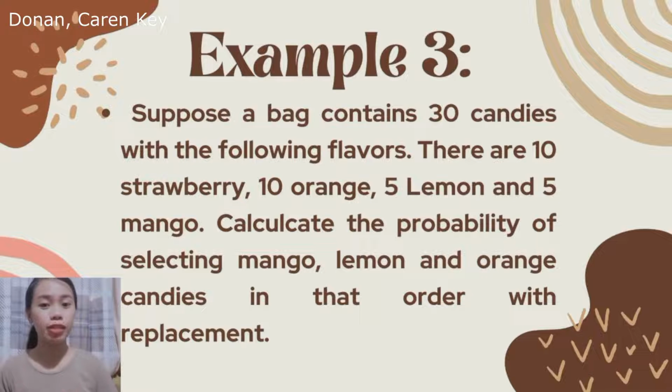Okay, with replacement, meaning, when you select something, you return it, then select another one, and then return it again. So, that is what is meant by with replacement. When we say with replacement, the sample space would not change, would not be affected. Therefore, it is an independent event.